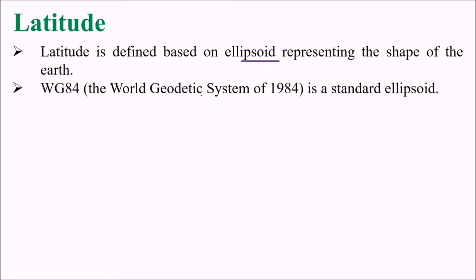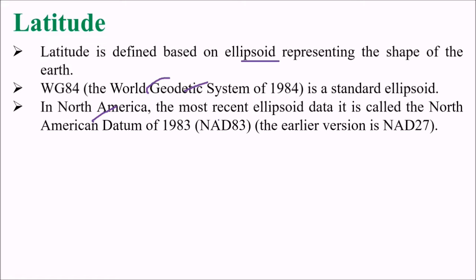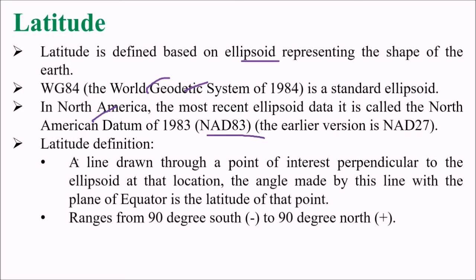The ellipsoid you choose, for example WGS84, the World Geodetic System, is a standard ellipsoid. In North America, we have NAD 83, the North American Datum. The latitude is a line drawn through a point, perpendicular to the ellipsoid at that location, and the angle made by this line with the plane of the equator is the latitude of that point.